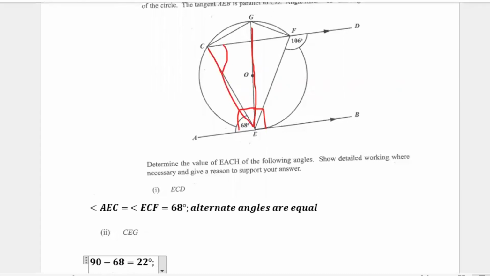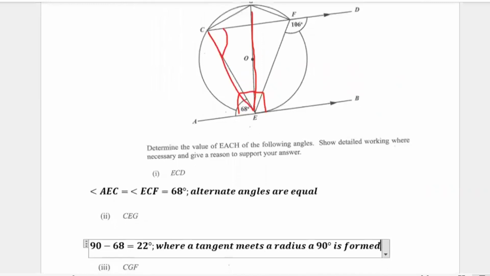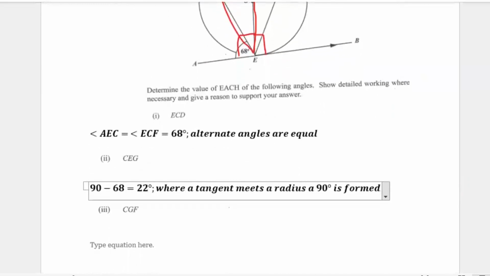The reasoning that we're given is that where a tangent meets a radius, 90 degrees is formed. Because 90 degrees is formed here, and we already know 68 degrees of it, all we need to do is subtract this 68 degrees from the 90, and you are left with 22 degrees. So that is our answer for part 2.